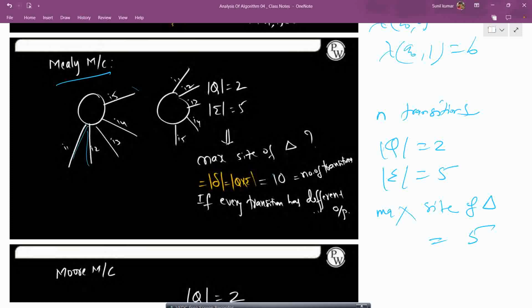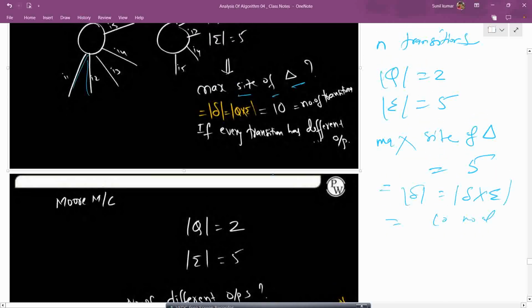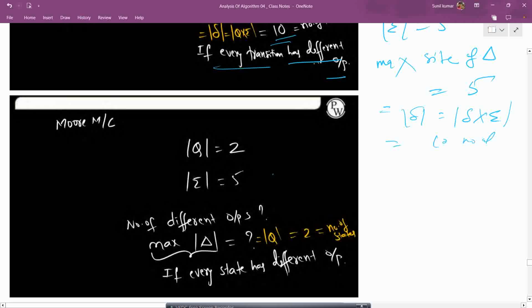The max size of output would be the magnitude of transitions, so it would be 10, the number of transitions, if every transition has a different output. Otherwise it is at most the 10 transitions only.